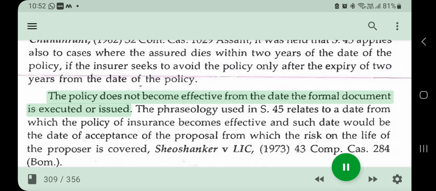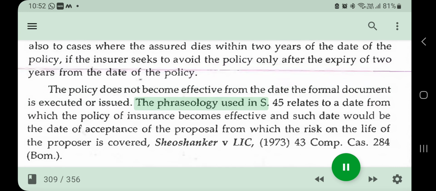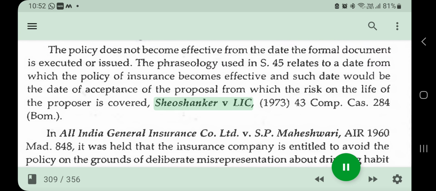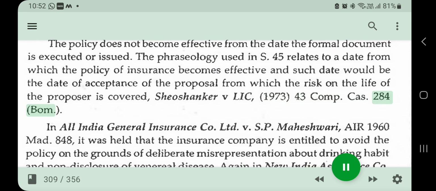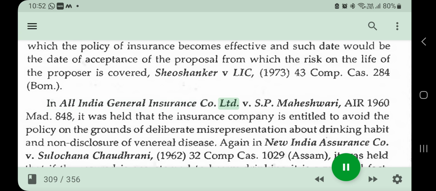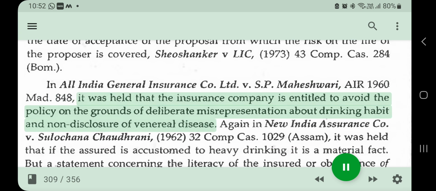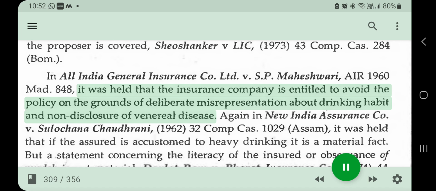The policy does not become effective from the date the formal document is executed or issued. The phraseology used in S. 45 relates to a date from which the policy of insurance becomes effective, and such date would be the date of acceptance of the proposal from which the risk on the life of the proposer is covered. Shioshankar v. LIC, 1973-43 Comp. Cas. 284, Bom. In All India General Insurance Company Limited v. S.P. Maheshwari, AIR 1960 Mad. 848, it was held that the insurance company is entitled to avoid the policy on the grounds of deliberate misrepresentation about drinking habit and non-disclosure of venereal disease.